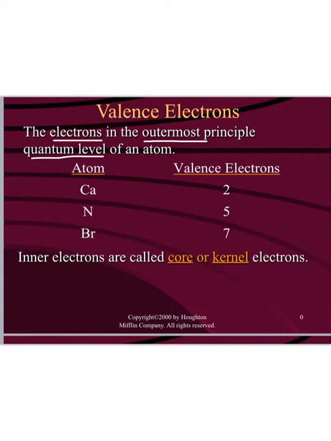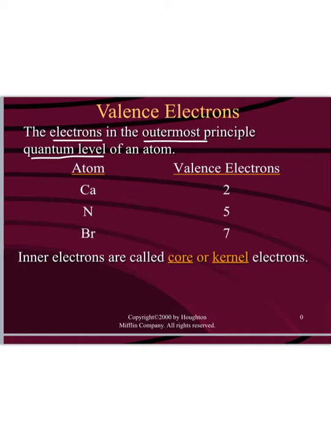So if you find calcium on your periodic table, you should notice that calcium is in group 2, therefore it has 2 valence electrons. Nitrogen is in group 5, therefore it has 5 valence electrons. Bromine is in group 7, that's why it has 7 valence electrons. So this is just terminology that you should be familiar with.